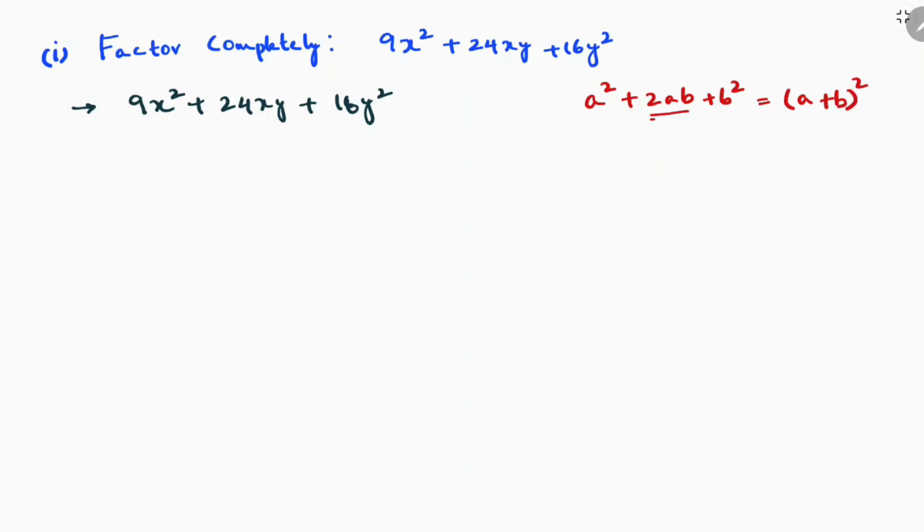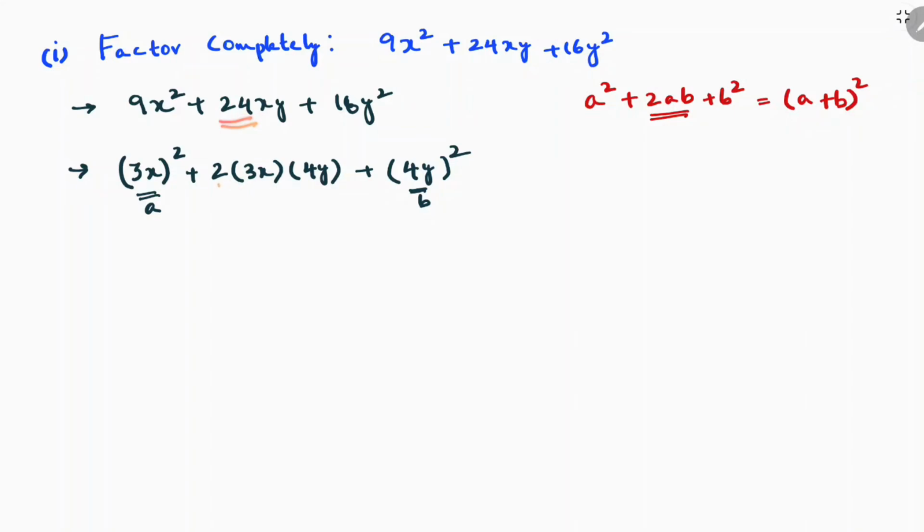But we need to check whether we are getting 2ab or not. For that, first I'll write the empty one, a square plus 2ab plus b square. Here 9x square I can write as (3x) whole square, and 16y square I can write as (4y) whole square, because 4 square is 16 and y square is y square. This will act like a and this will be b. If we substitute 3x and 4y, I need to check whether I am getting the same number 24 or not. 2 times 3 is 6, 6 times 4 is 24, xy. See, we are getting it perfectly.